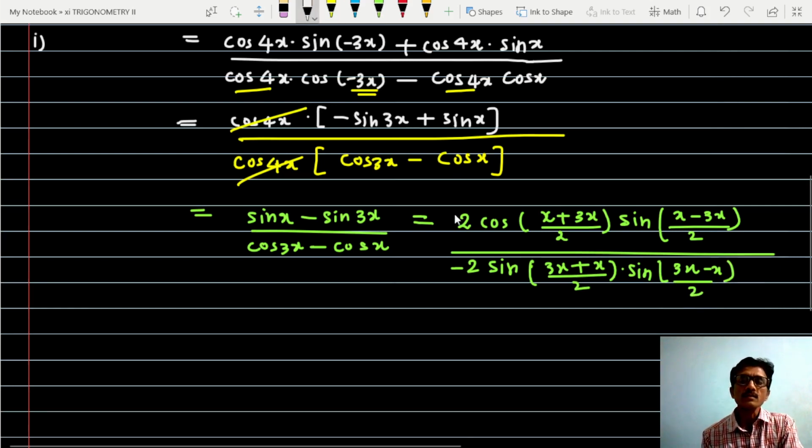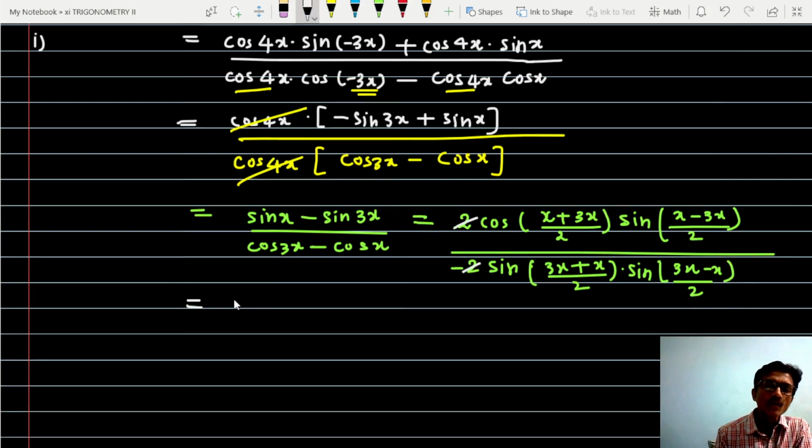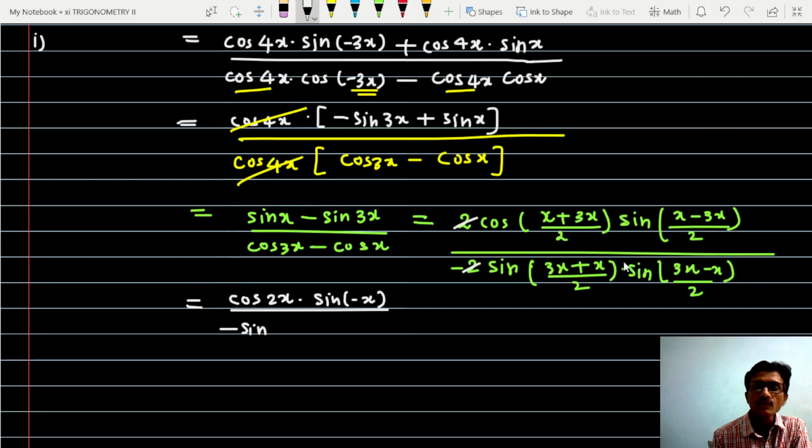Now let's cancel this 2 or a 2. This is equal to cos of x plus 3x, 4x divided by 2, it is 2x, into sin x minus 3x minus 2x upon 2, it is minus x. Here minus sin of 3x plus x, 4x divided by 2, it is 2x, into sin of 3x minus x, 2x divided by 2 is x.